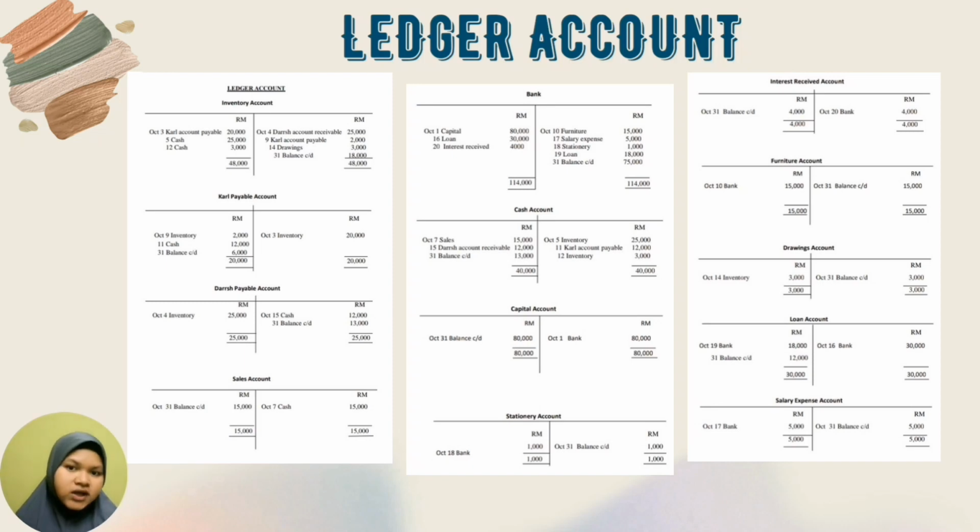So, in the ledger account, we can see inventory account, Carl payable account, Dash payable account, sales account, bank, cash account, capital account, stationery account, interest reserve account, furniture account, drawing account, loan account, and salary expense account.